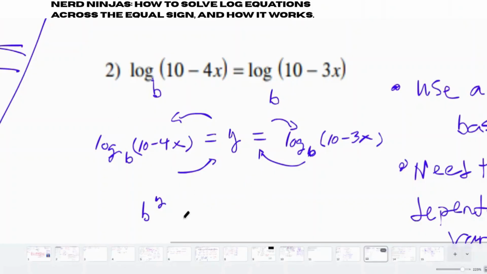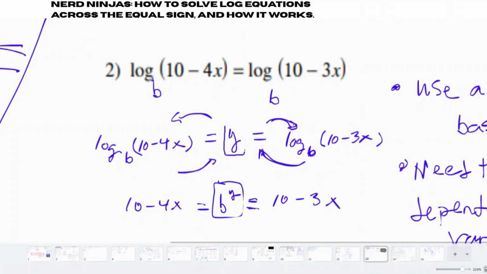We'll say b to the y is equal to 10 minus 4x. In fact, I should probably write that like this, b to the y is equal to 10 to the minus 4x. And then we cover that side up and we say b to the y, so it's already written there for that side, which is nice, is now equal to 10 minus 3x, right? And since they're both equal to the same b to the y, because they were both originally logs, we now converted them to exponential form, they're still equal to the same thing, albeit b to the y.